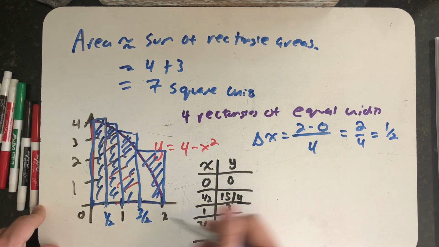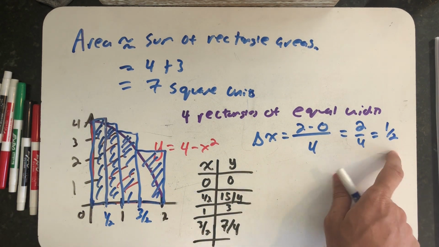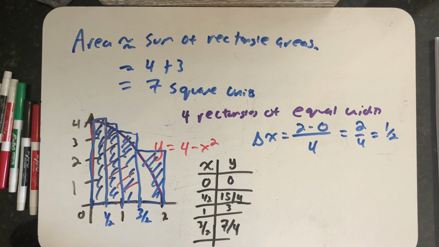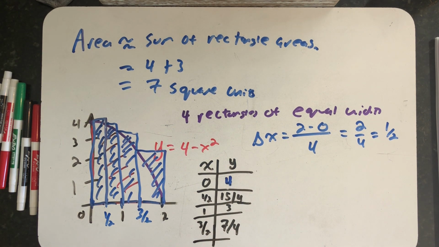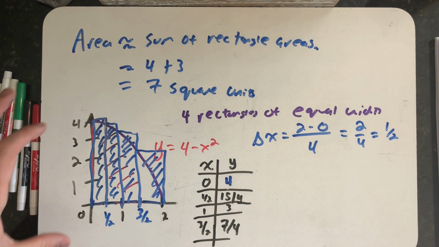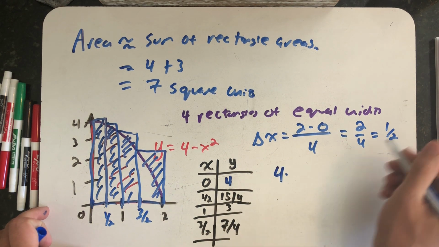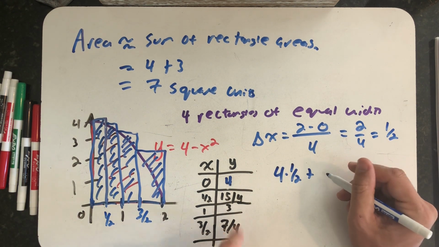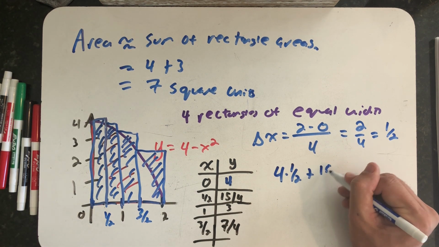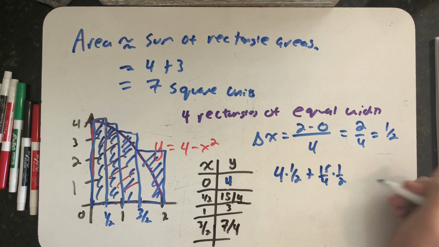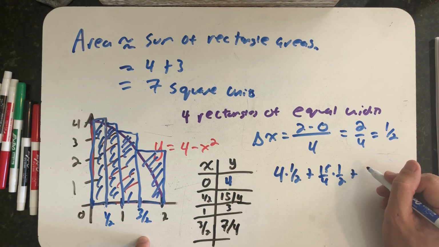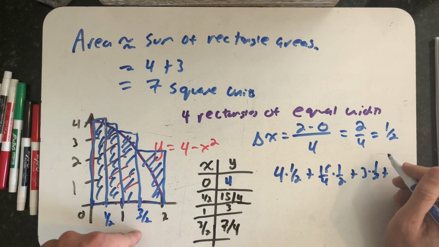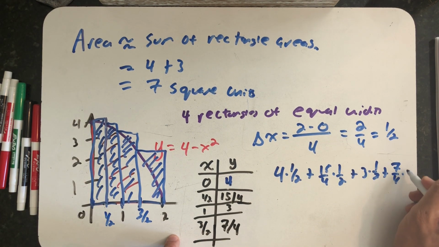So each one of these rectangles has a width of 1/2, and then these are their respective heights. And I've clearly filled that spot in wrong. That was a 4 last time, and it's a 4 this time. This is where I should probably just edit that out, but I'm going to let it in there, because we all make mistakes. All right, so the area of this first rectangle would be 4 times delta x, which is 1/2, plus the height 15/4 times that same width, 1/2. They all have width 1/2. The height is 3 for the next rectangle, times that width of 1/2, and my final rectangle has a height of 7/4, still times 1/2.